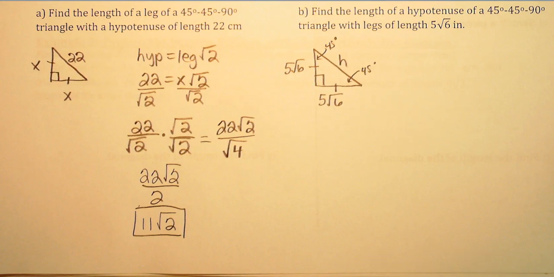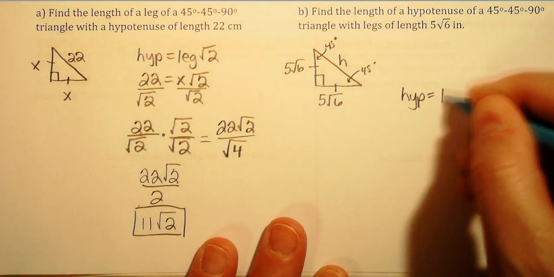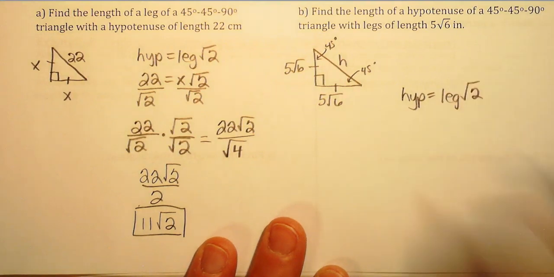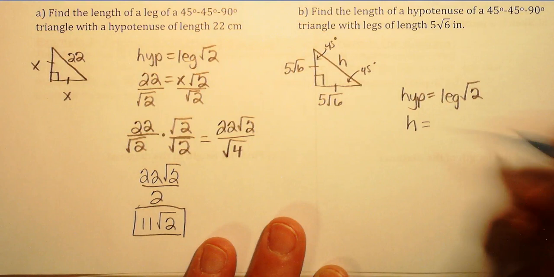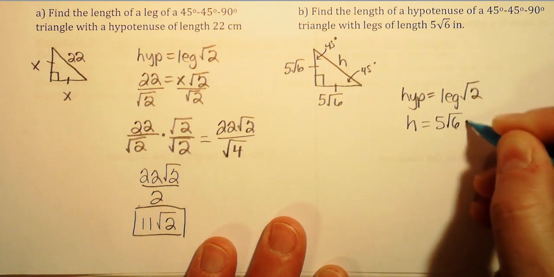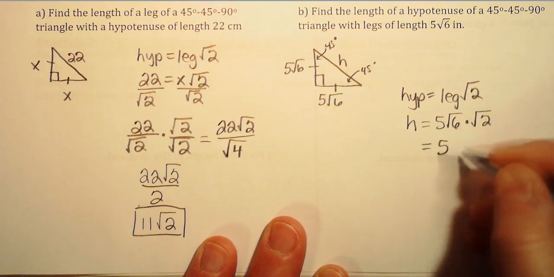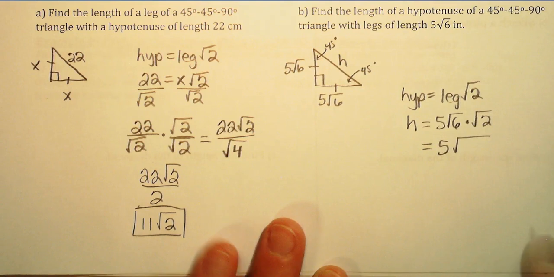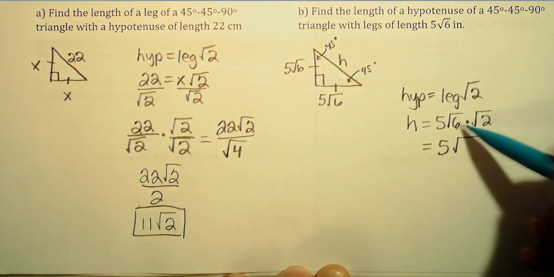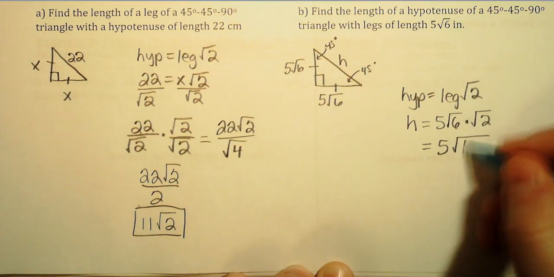Now, what I want to do here, my hypotenuse is my leg times the square root of 2. So here the hypotenuse is h. This is tricky. The leg is 5 radical 6, and then I'm going to multiply that by the square root of 2. Keep that 5 out in front, and then you can always multiply radicals. They don't have to be the same thing. You just do 6 times 2, this is 12.